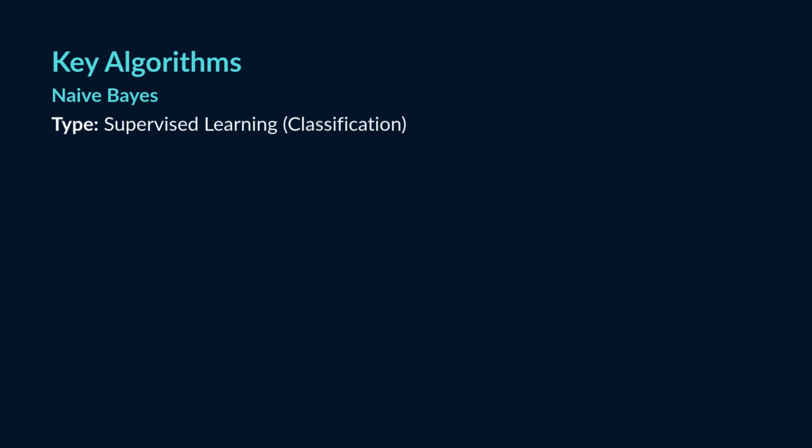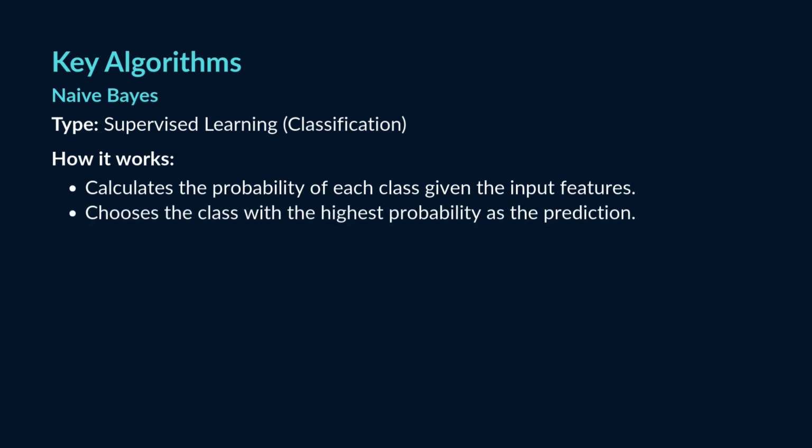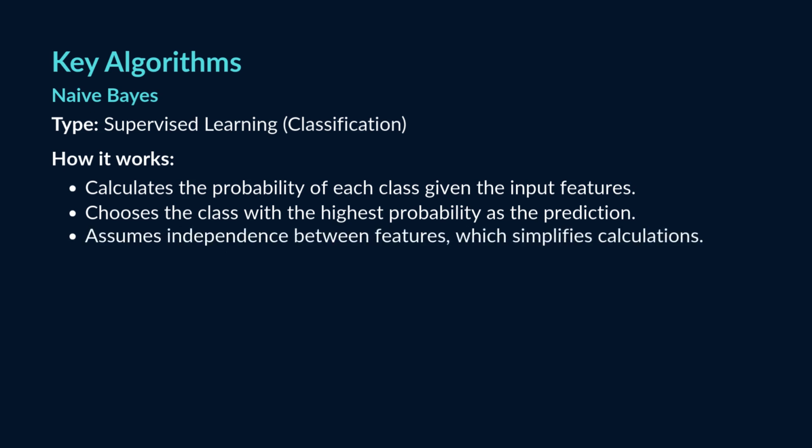Naive Bayes is a family of simple yet effective classification algorithms based on Bayes' theorem and the assumption that features are independent of each other. Despite its simplicity, Naive Bayes performs surprisingly well in many real-world applications. Let's see how it works. It calculates the probability of each class given the input features, chooses the class with the highest probability as the prediction, and assumes independence between features, which simplifies calculations.